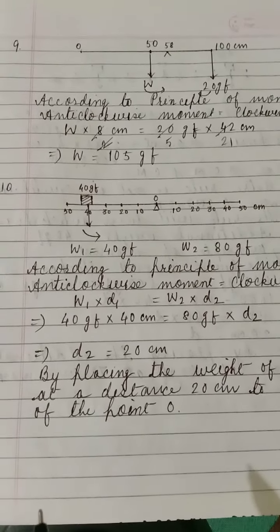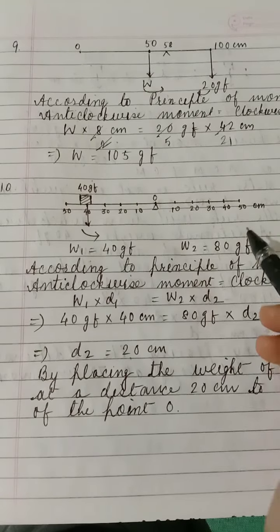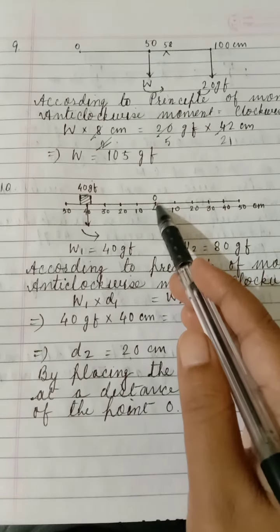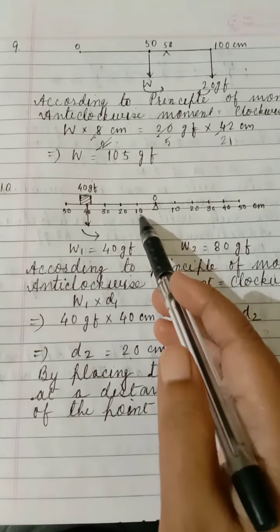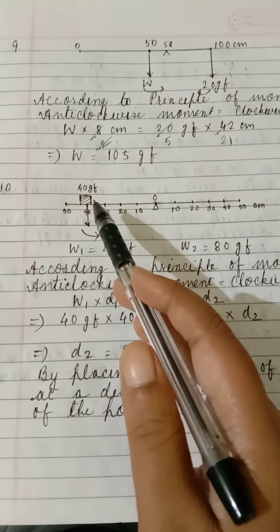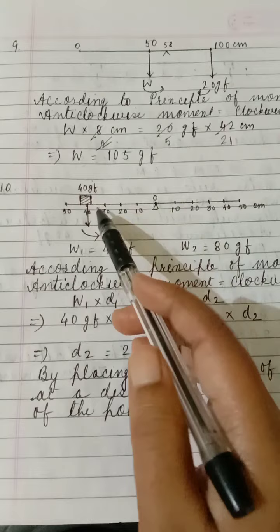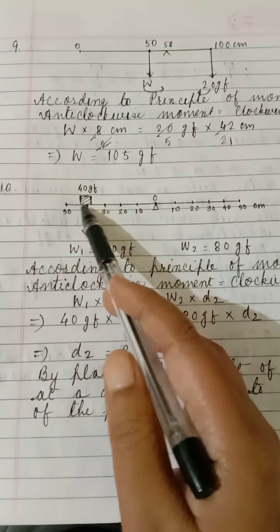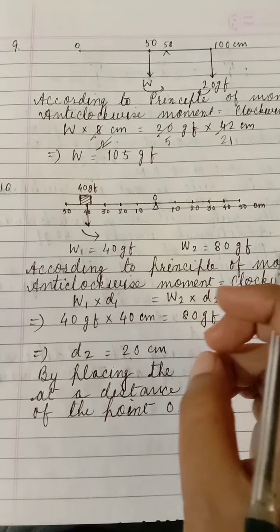Now we'll do question number 10. In question number 10, the diagram given below shows a uniform bar suspended at the middle point O. The diagram is already there. This is the midpoint. From this side 10, 20, 30, 40, 50 centimeter, and from the other side also 10, 20, 30, 40, 50. A weight of 40 gf is placed at a distance of 40 centimeter to the left of the point O. So here at the 40 centimeter mark, 40 gf weight is suspended. How can you balance the bar with a weight of 80 gf?